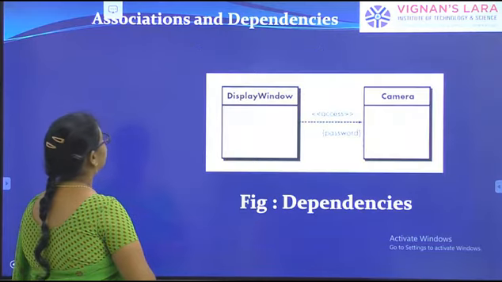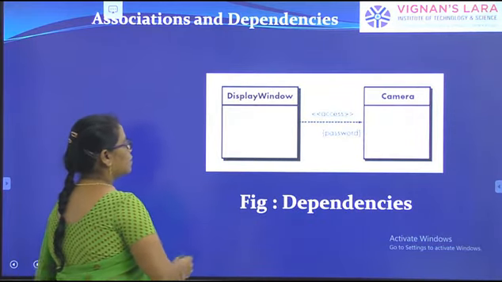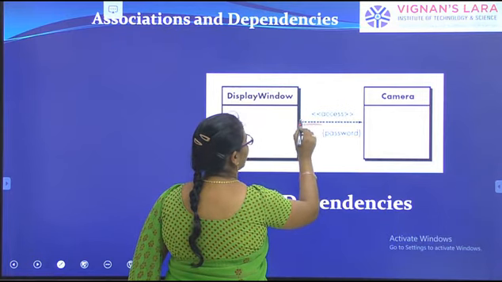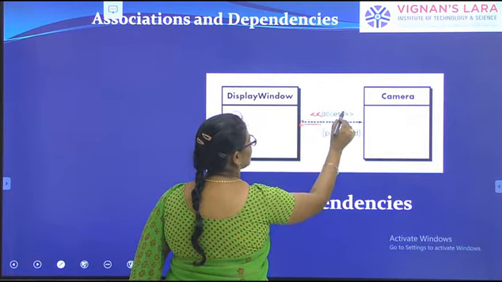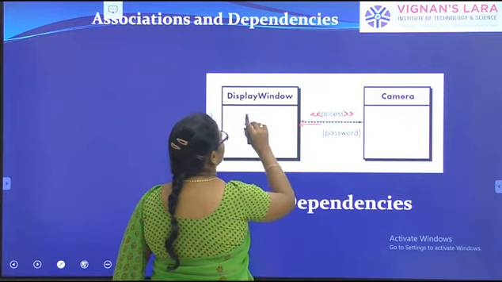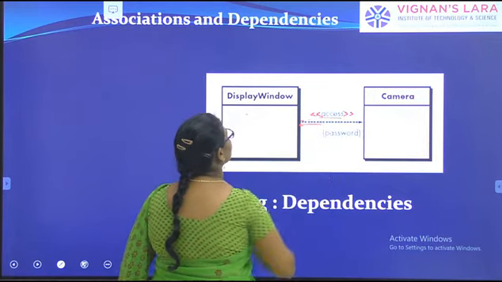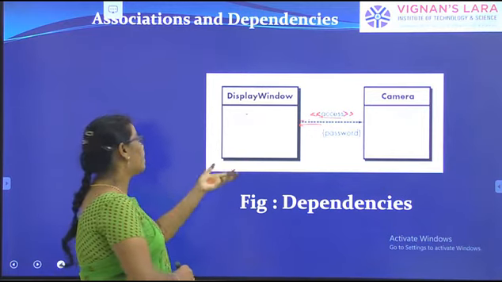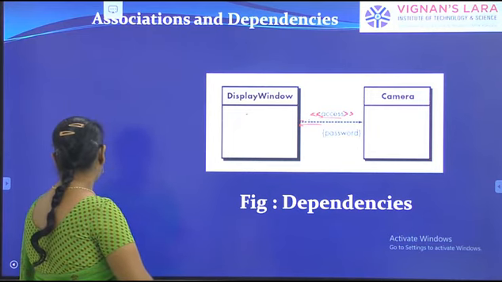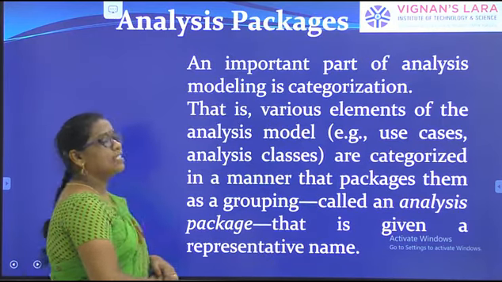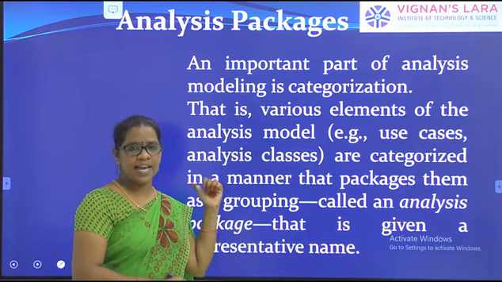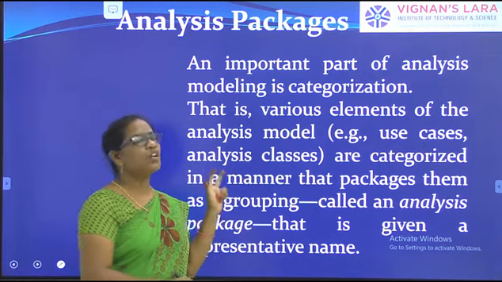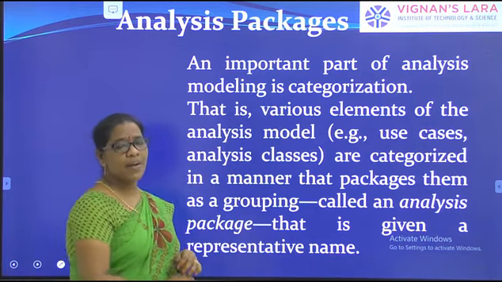And the next point, see here. This is a dependency. There is no arrow mark over here, just dotted lines, with a stereotype. Within this stereotype, display window to camera access. Okay, so this is an example of dependencies. And next, coming to analysis packages. Up to now we have seen the CRC, what an association is, and what a dependency is. Now the next part is analysis packages.